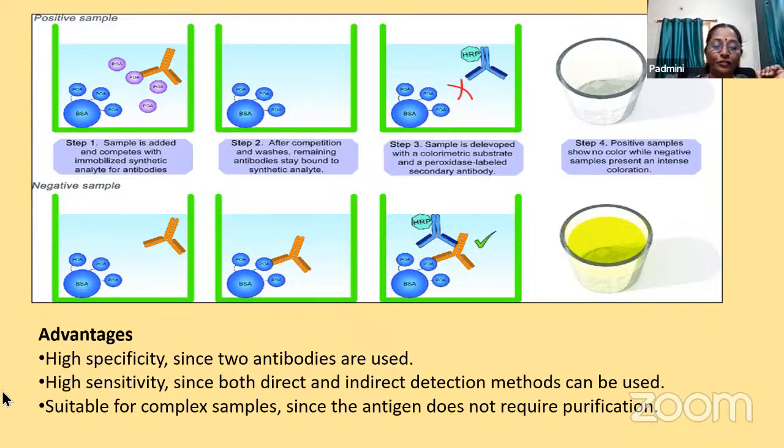So what are the advantages over there? They are highly specific since two antibodies are used. Highly sensitive since both direct and indirect detection methods can be used over here, and suitable for complex samples because the antigen does not require purification over there. So that is the competitive ELISA technique.